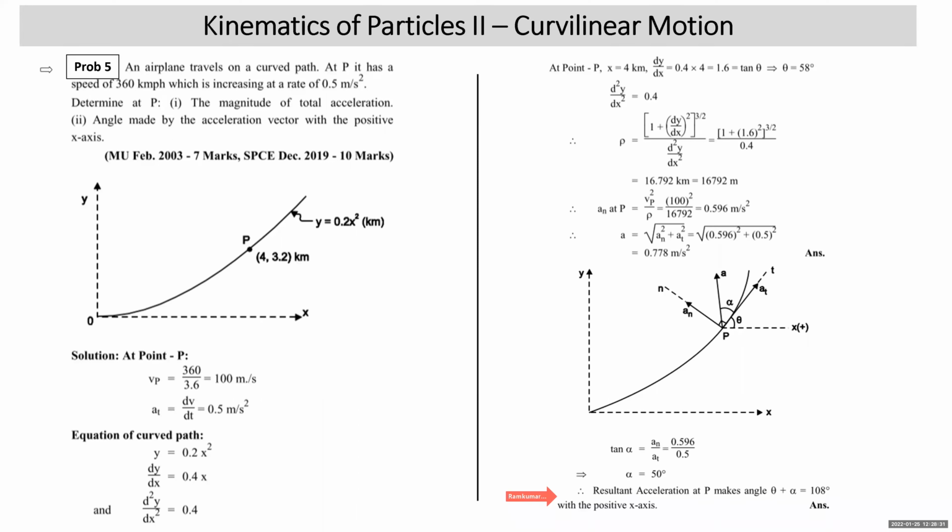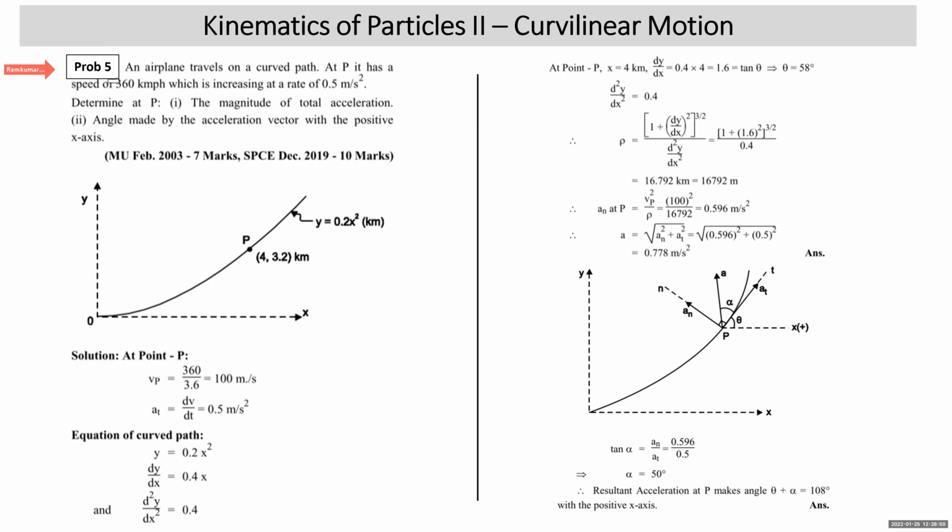Now we move to the other problem. Rest of the problems are also considered to be quite important, asked many times in the examination. I am reading some. An aeroplane travels on a curved path. At point P it has a speed of 360 kmph, which is increasing at a rate of 0.5 meter per second square.